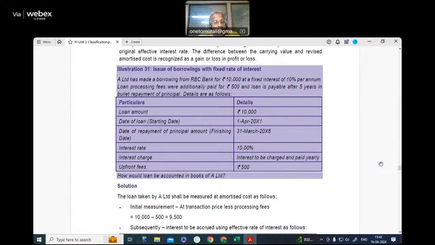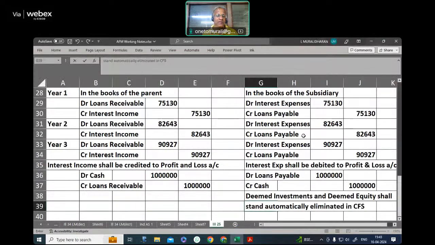So, A Limited is a borrower, obviously. They have borrowed 10,000 rupees at a fixed rate of interest of 10% per annum, and the repayment will be bullet repayment. Bullet would mean only one payment towards the end. Effectively, they have taken a loan only for 9,500 and not for 10,000. That is the initial measurement we are expected to carry out. So, for problems like this, we are expected to operate with an extra amount of care.